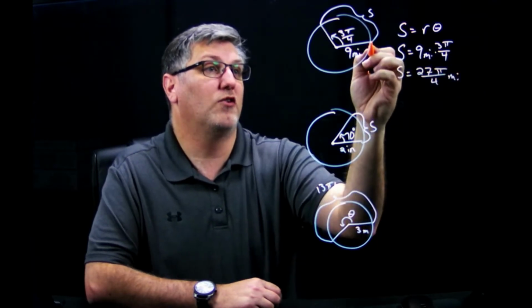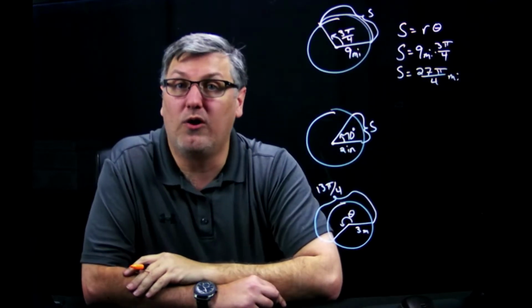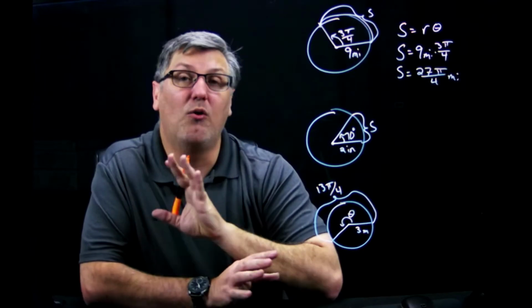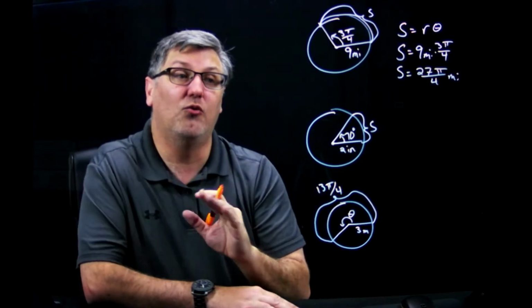So if I walk from this point all the way over to this point, on that arc I would walk 27 pi over 4. Now I want exact answers. When I want a decimal, I will tell you where to round it to. If I do not tell you where to round it to, you need to leave it in terms of pi.